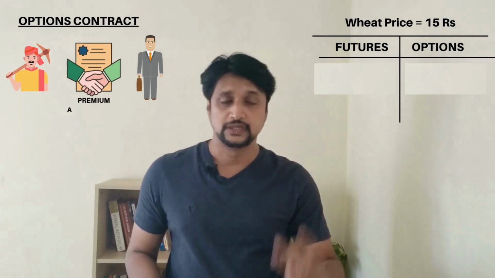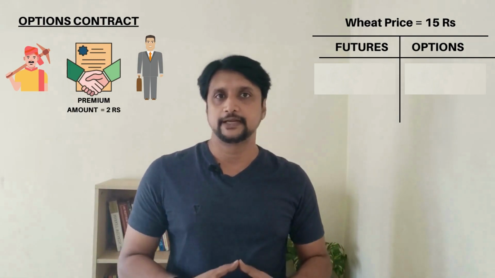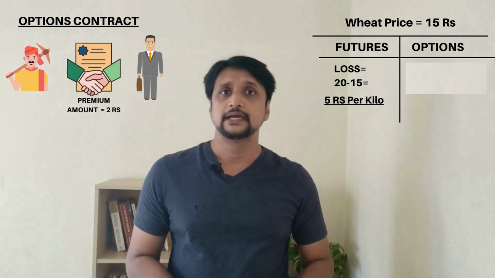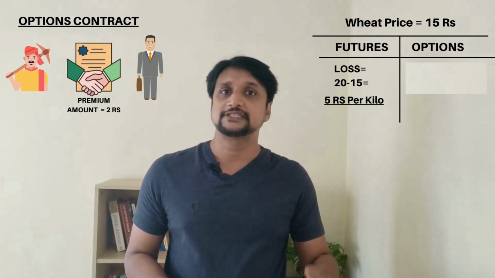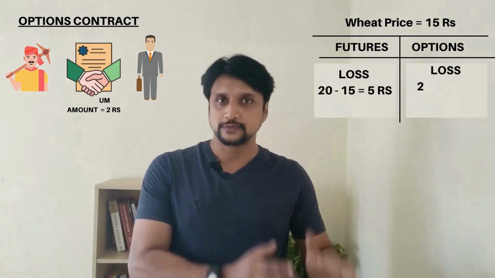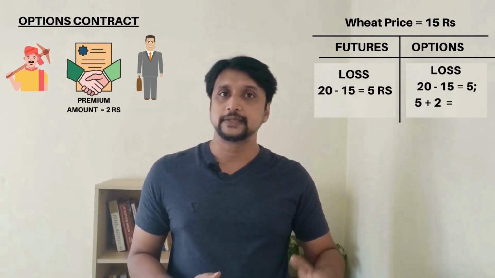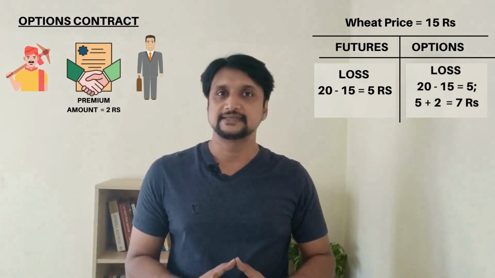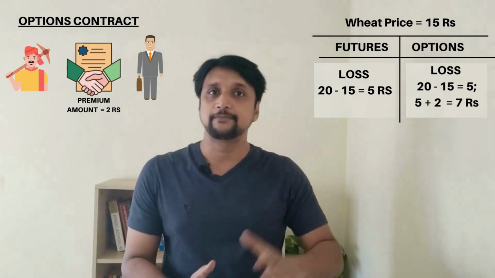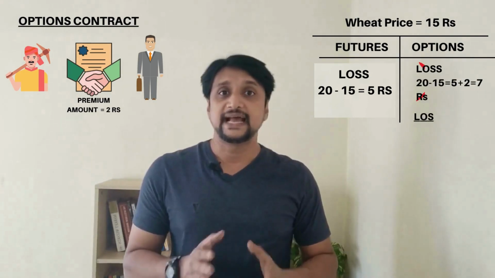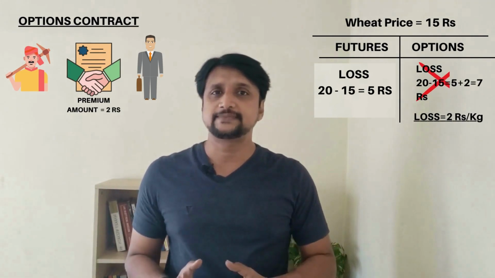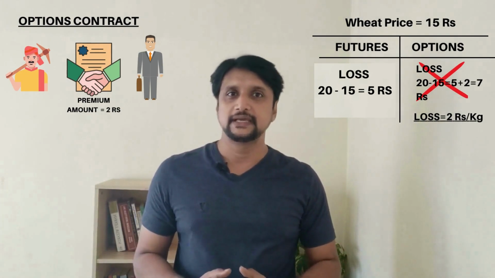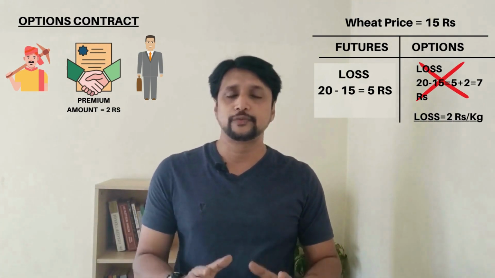So in the scenario 2, if the wheat price is 15 rupees per kilo in the market, then in the futures contract, the businessman's loss would be 20 rupees minus 15 rupees, which is 5 rupees per kilo. But in an options contract, his loss is 20 rupees minus 15 rupees plus the premium paid, which is 2 rupees. That is, his total loss for 1 kilo will be 5 plus 2, which is 7 rupees per kilo. But as he is in an options contract, the businessman will not buy the wheat from the farmer, and so his loss will be the premium he paid, which is 2 rupees per kilo.